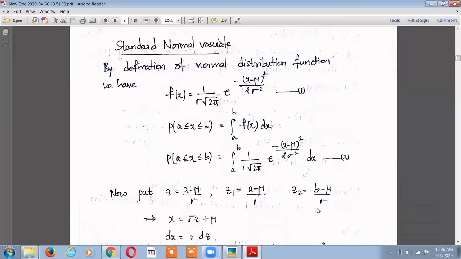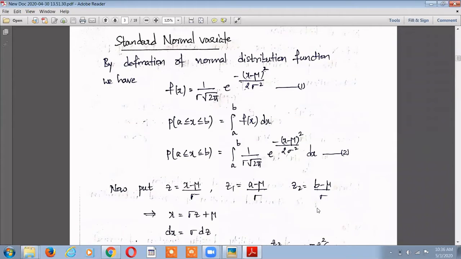Next thing, the standard normal variate. See, in the above function f of x, x represents the normal variate. Here we convert the normal variate into a standard form called a standard normal variate. For that we use some substitution. So let us start from the normal distribution function now.